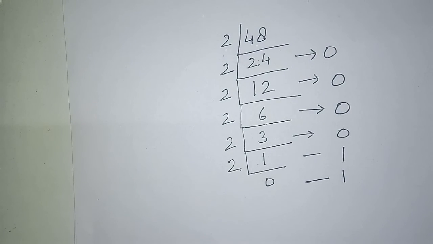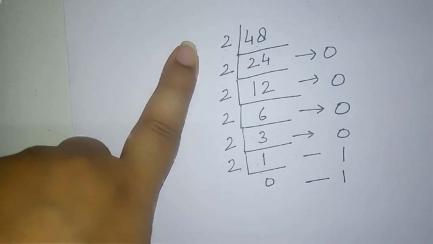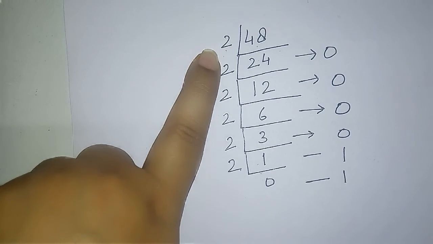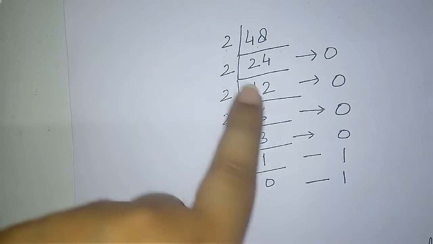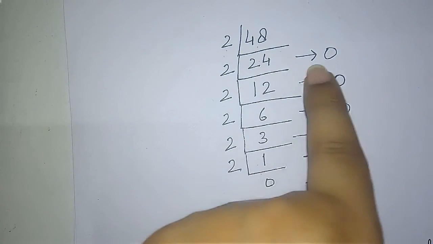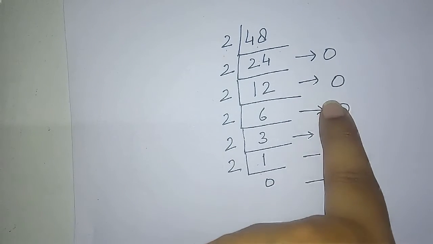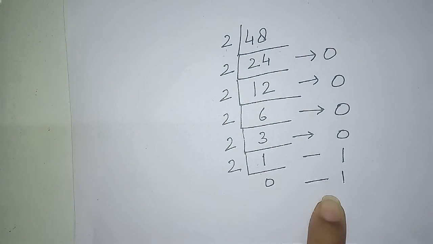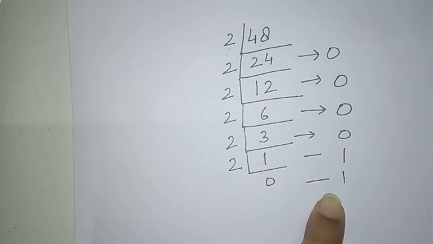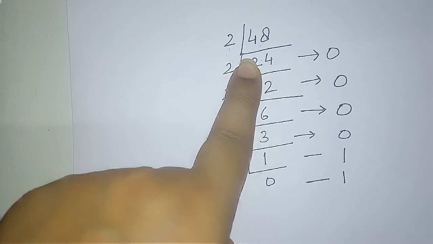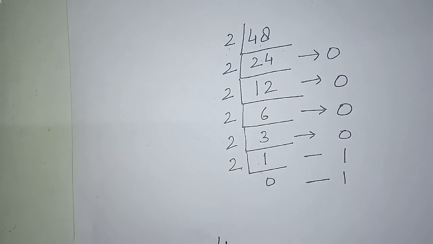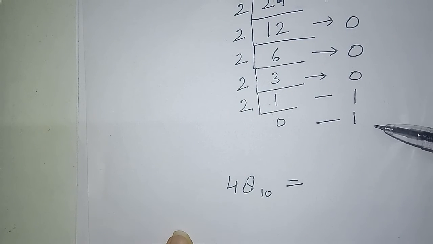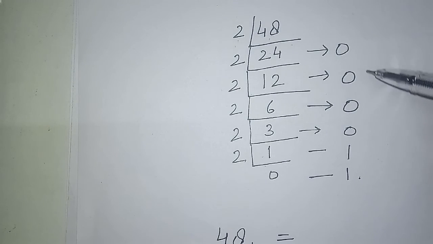So as I told you in the beginning, for the conversion of decimal to binary, we are going to do the repeated division by the base 2. After getting each quotient, we have separated out the remainders. These remainders are going to give us the actual binary equivalent of the number 48. So to get it, we are going to accumulate all the remainders from bottom to top.